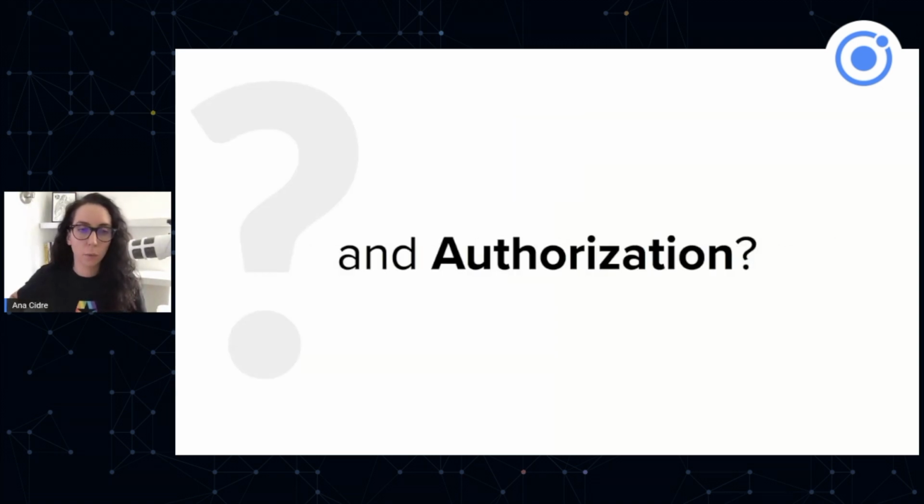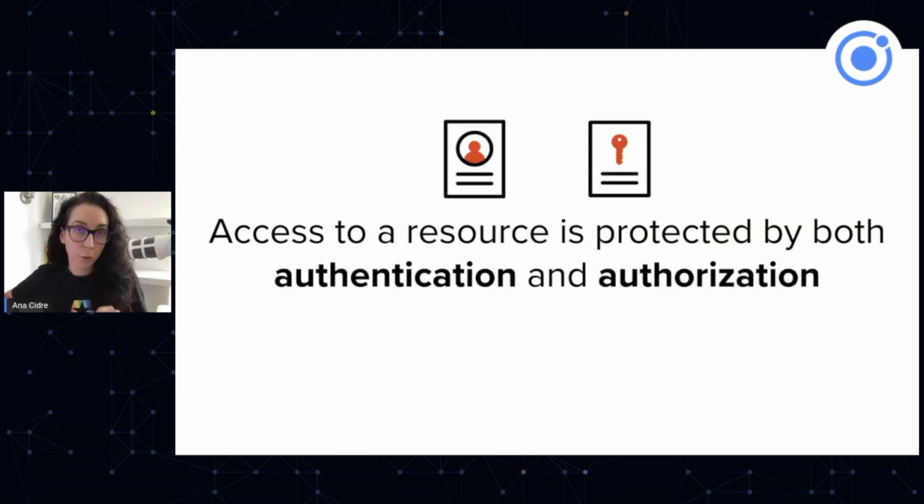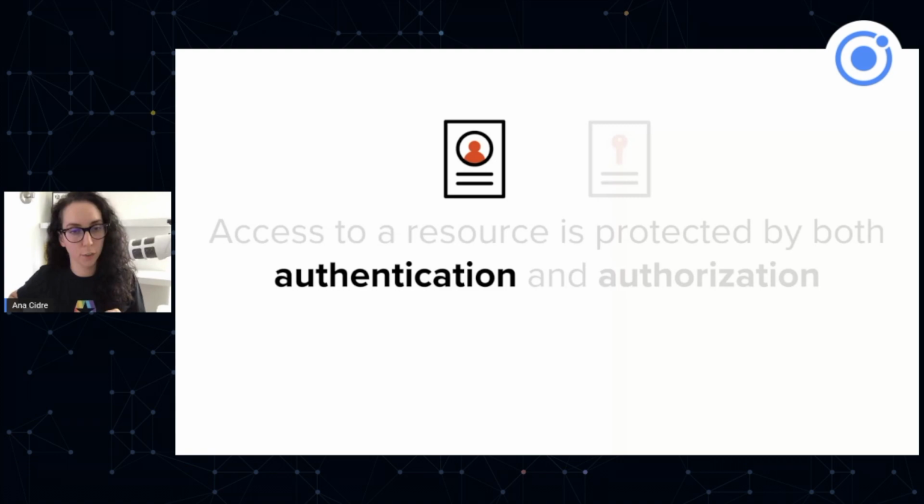Sometimes I hear that authentication and authorization are used interchangeably, and this isn't quite correct, because authorization is what happens after authentication. It's actually the process of verifying what a user has access to. So once a user or application is granted access to an API, that's when authorization kicks in and the API determines the extent of the permissions it should assign. So it's basically once authentication is done, the API knows what access it should grant to a user. Just note that access to a resource is actually protected by both of these, authentication and authorization. However, for the sake of this talk, we're just going to be focusing on authentication.